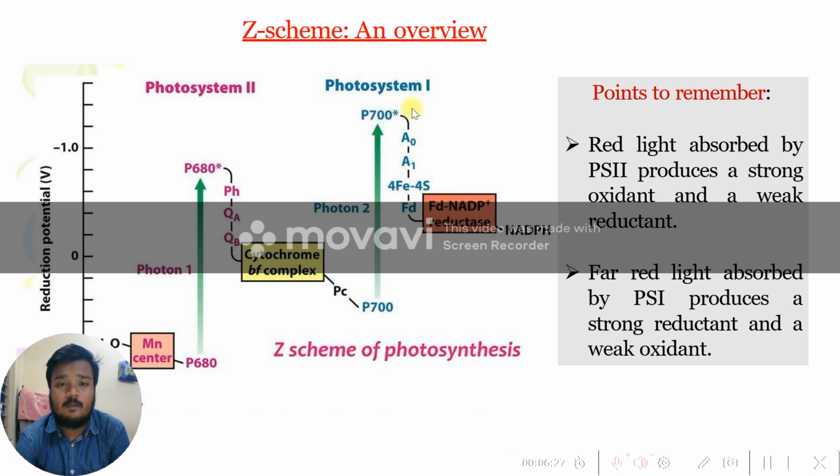Now the electron comes to photosystem 1. The electron is transferred to A0 and A1, and then through the iron sulfur complex to ferredoxin. From ferredoxin, they produce NADPH using the ferredoxin NADP plus reductase enzyme. Now that whole system actually looks like a zigzag-shaped structure. That's why it's called the Z scheme of photosynthesis.